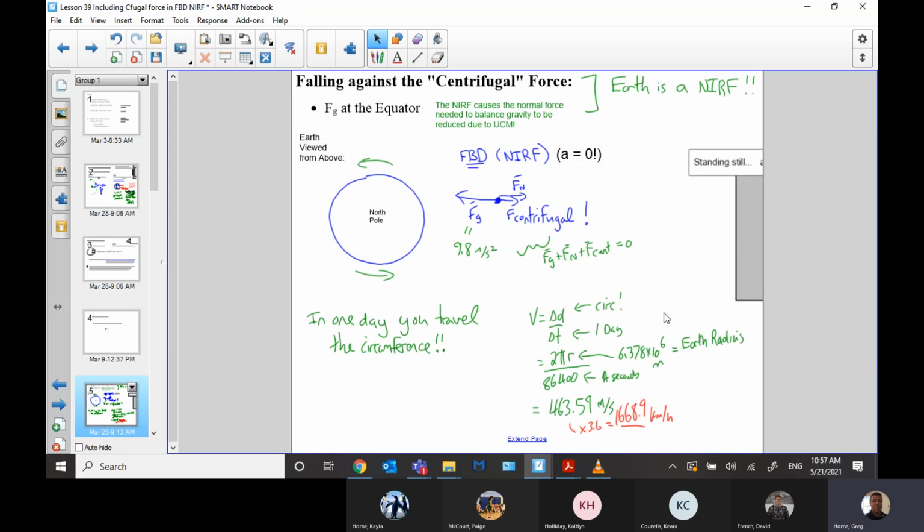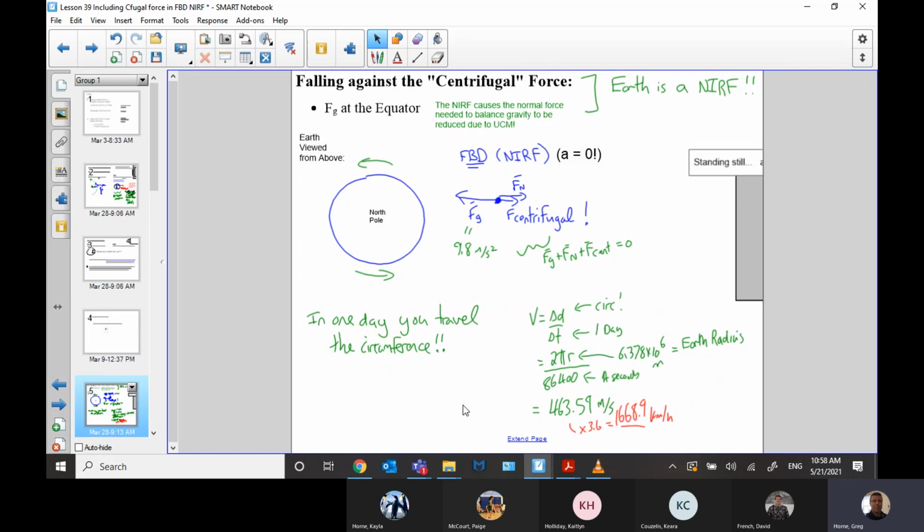Not grade 12 physics stuff. This is just previous math stuff. Circumference 2 pi r from grade 9 or earlier. The time, in seconds: I take 1 day, multiply it by 24 to get hours, and by 60 to get minutes, and by 60 again to get seconds, right? So we get a speed of 1,668.9 kilometers per hour you're traveling. If you're just standing still at the equator, you're actually traveling at almost 1,700 kilometers per hour.